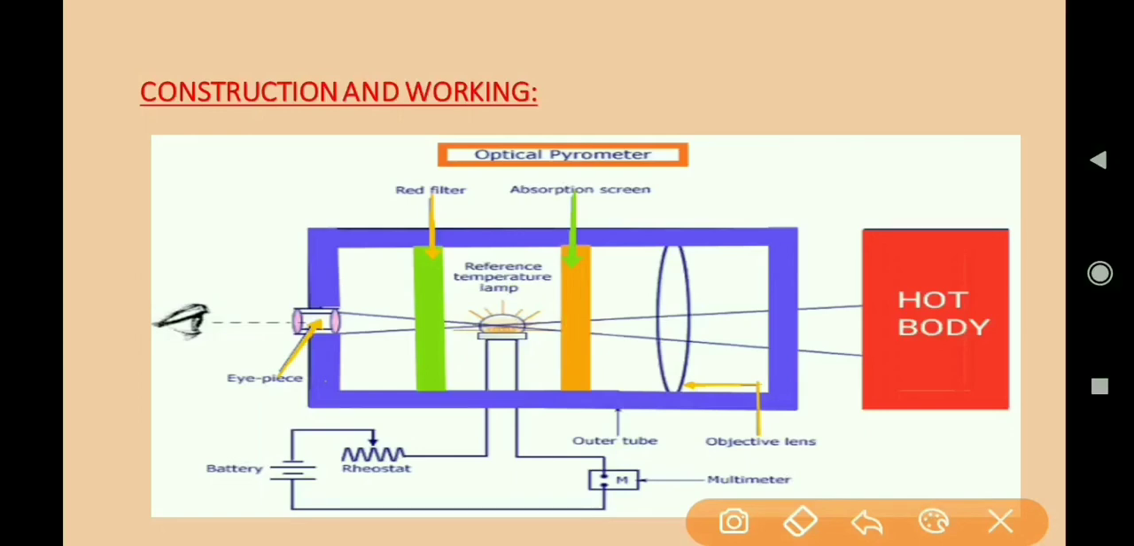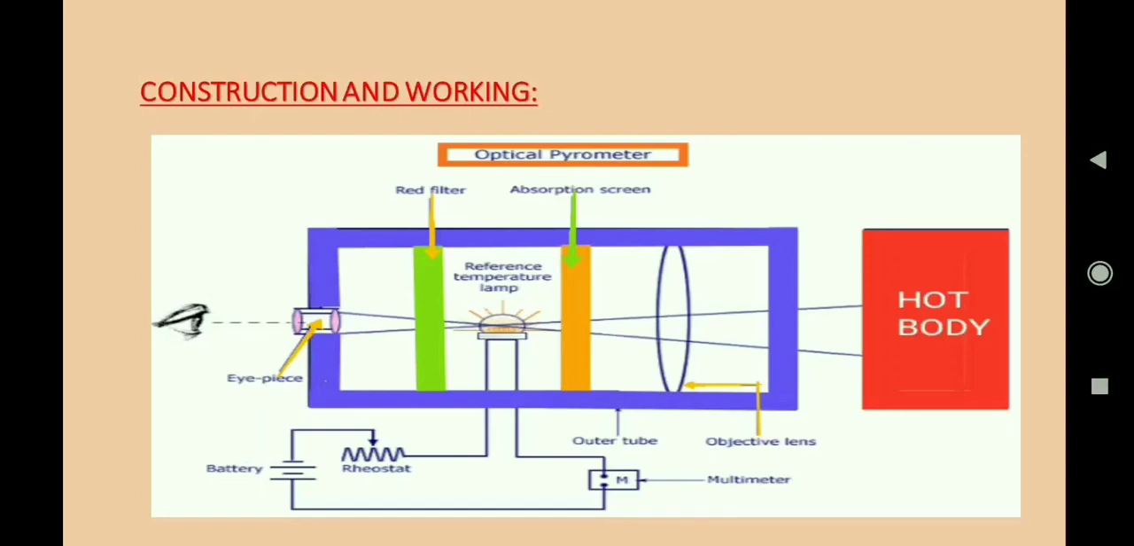There are two other components: a red filter as well as an absorption screen. The red filter is placed in between the eyepiece and the reference temperature lamp. The main function of this red filter is to provide monochromatic light. Another component is the absorption screen. The main function of this absorption screen is to vary the temperature range of this optical pyrometer.